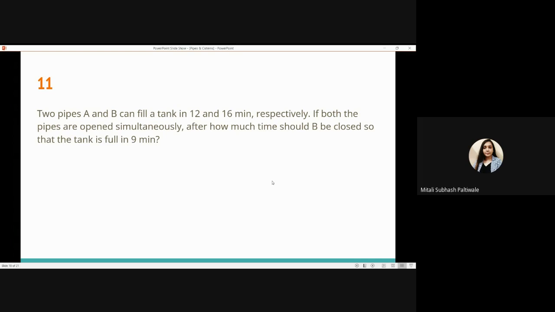So here again there is a formula. This is the last formula. The formula says the required time after which B should be closed would be Y into 1 minus T by X. Now Y and X are 16 and 12 minutes and T would be 9 minutes. So after putting all of these in the formula, I'll get the answer as 4 minutes.